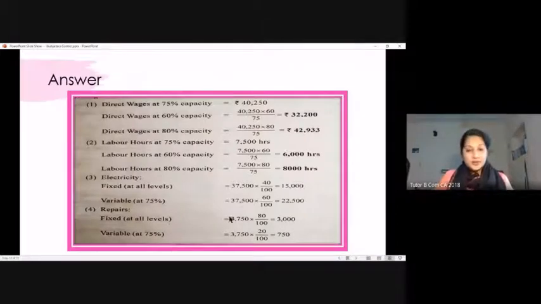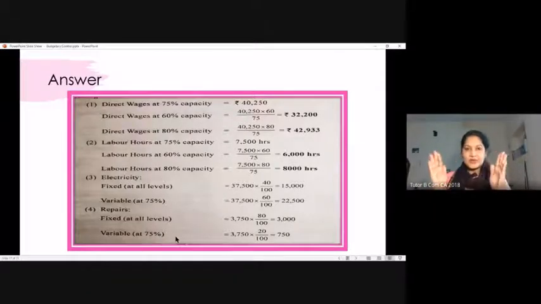So 3,750 into 80 by 100. This 3,000 will be the same for all the levels, 60%, 75%, as well as 80%. Now, variable we will get for 75%. From that, we need to find out for 60% and 80%. Now, how do we find out for 60% and 80%? It's very simple. 750 divided by 75 into, if we are finding for 60%, it will be into 60. If we are finding it out for 80%, it will be multiplied with 80.